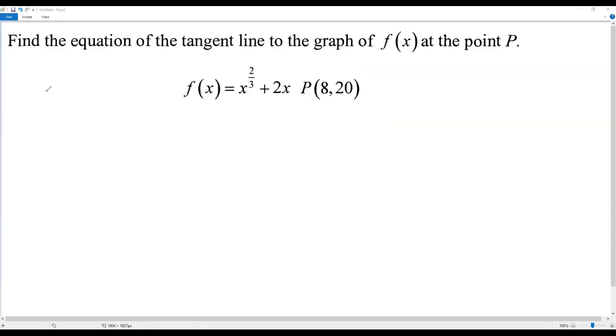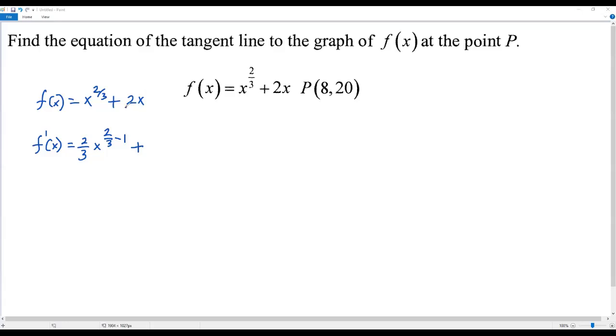Our first work is to find the first derivative of the given function. Let me write the given function as it is: f of x equals x to the power 2/3 plus 2x. The derivative of f of x is f prime of x. To get the derivative, I can use the power rule. That is, I move the exponent in front of the variable x, then subtract 1 from the exponent. Now I have to get the derivative of 2x, which is a function of x, with respect to x.